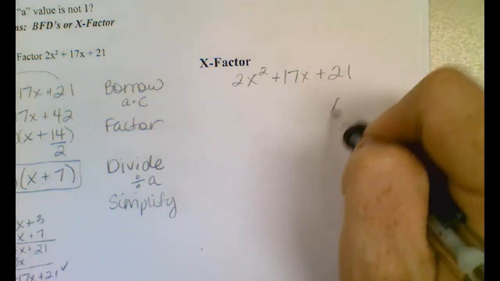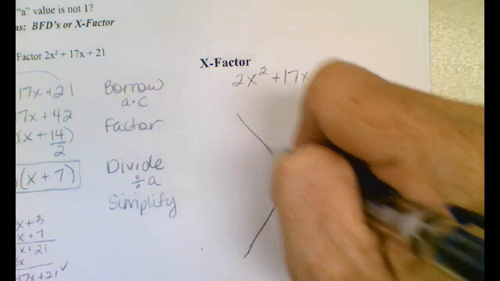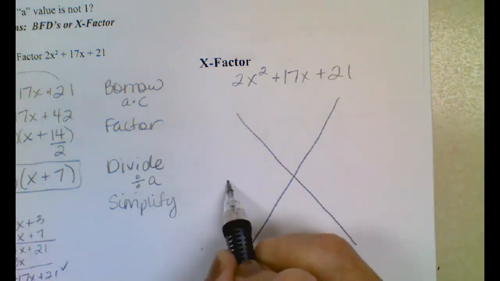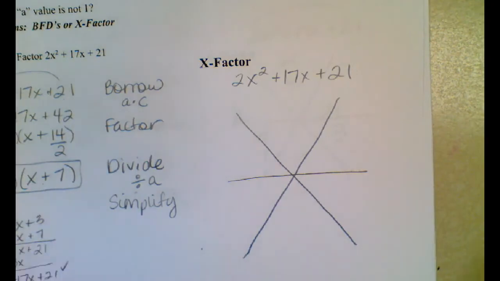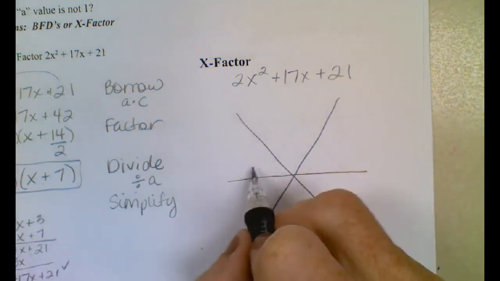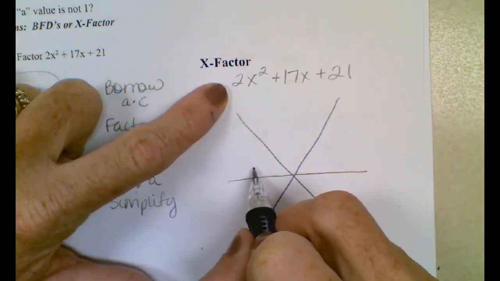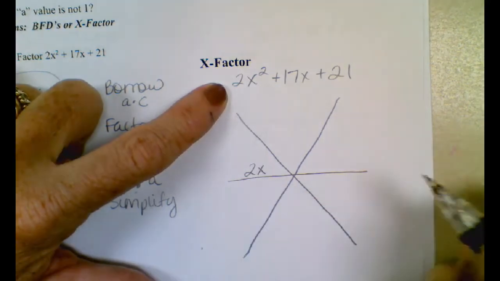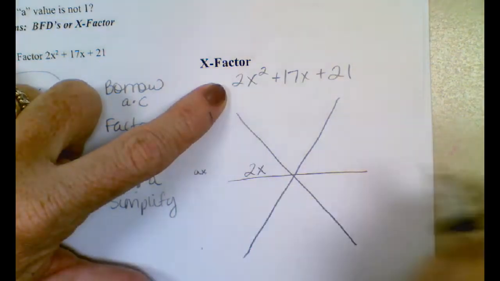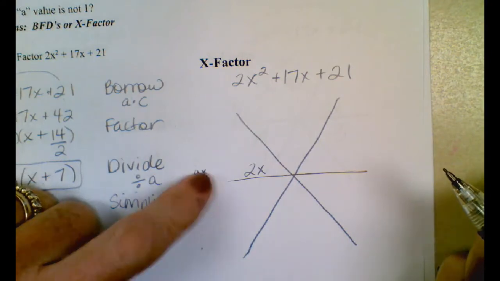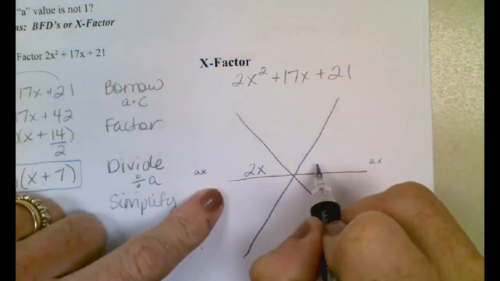And here's what you're going to do. You're going to draw, this is why I call it X factor, an X, and then you're going to put a line in between. Okay? On top of that line, you're going to put your A value and the variable. So A value and the variable on top of both of those.